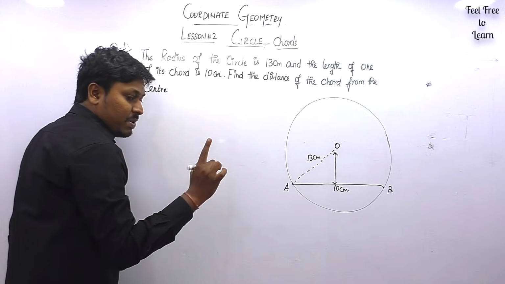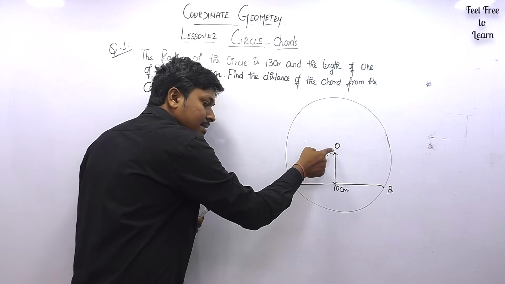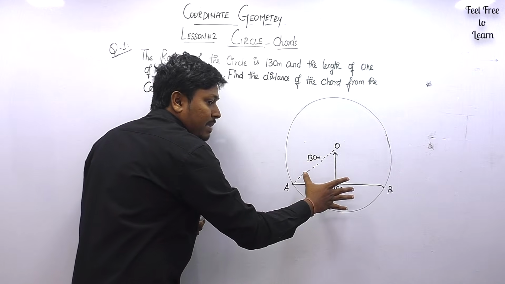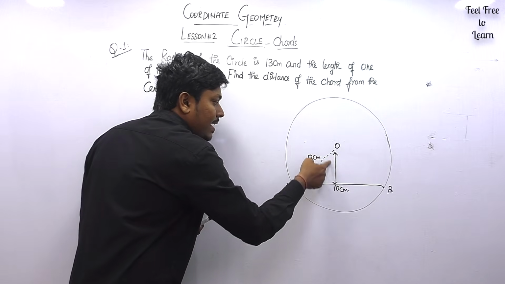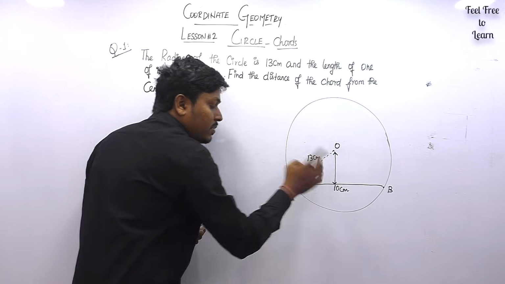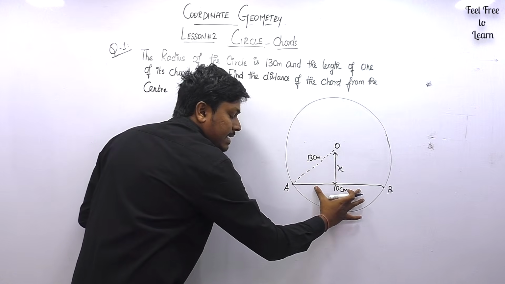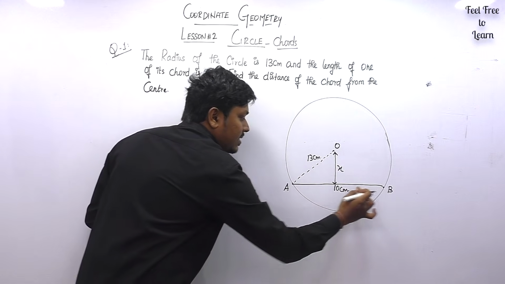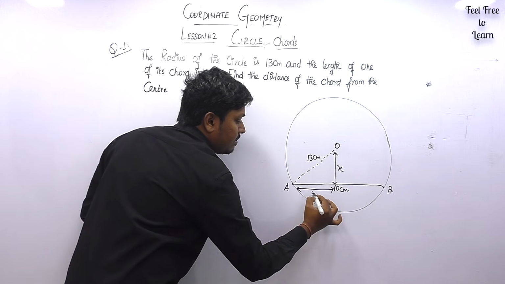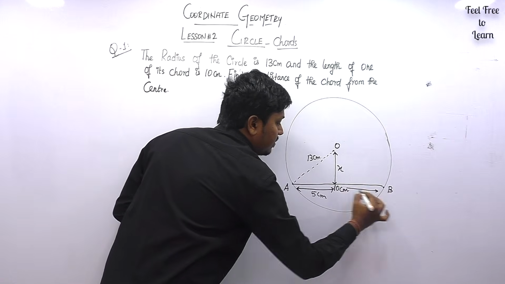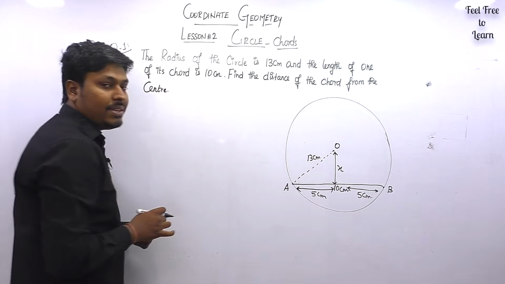So remember that just now I told you what bisect means: a perpendicular line that is drawn from the center to the chord always bisects it. So what is our target according to this question? Our target is to find the distance from the center point to the chord. So let me keep this as x. The perpendicular line always bisects the chord, which means the total length of the chord is 10 centimeter, so we can say definitely this will be 5 centimeter and this will be another 5 centimeter. Now our target is to find what this value is, that is x.